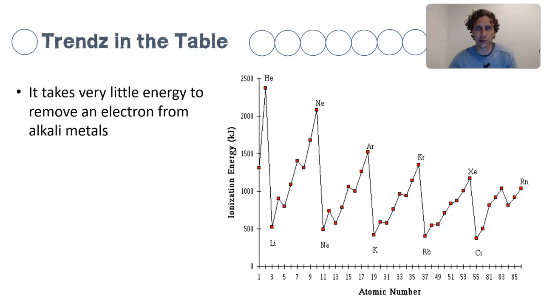What's something else we notice? I mean, these ones here, what are they? These are the noble gases. It takes a ton of energy to remove an electron from helium. That's why it doesn't naturally bond with other elements, because it's not likely to lose an electron. Okay, same with neon or argon, krypton.